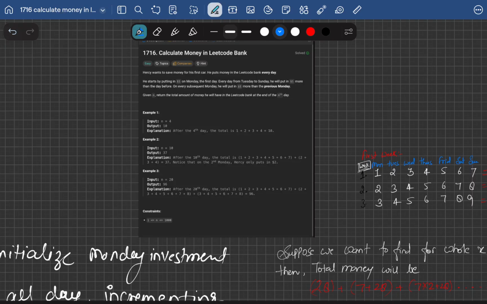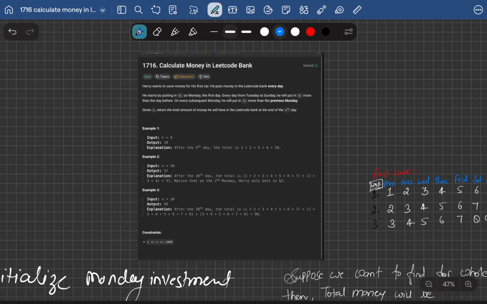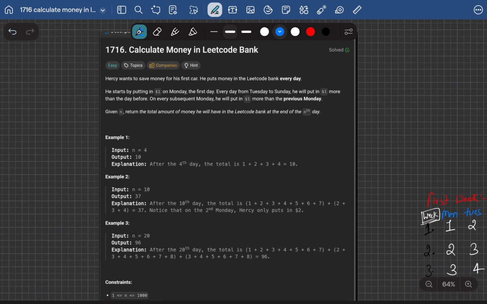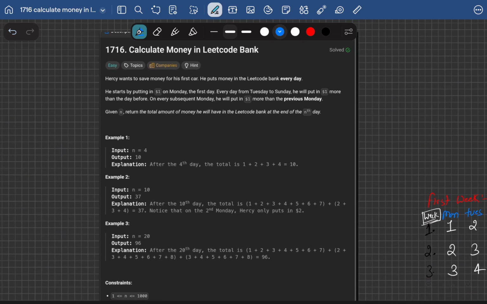So today I came up with one of the daily questions. I came across it on LeetCode. It is 1716. It's an easy question, and it says like so.